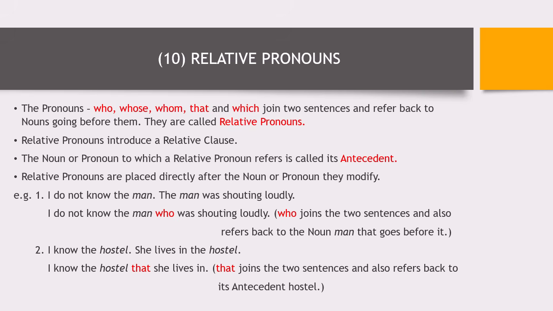Example 1. I do not know the man. The man was shouting loudly. I do not know the man who was shouting loudly. Who joins the two sentences and also refers back to the noun man that goes before it. 2. I know the hostel. She lives in the hostel.